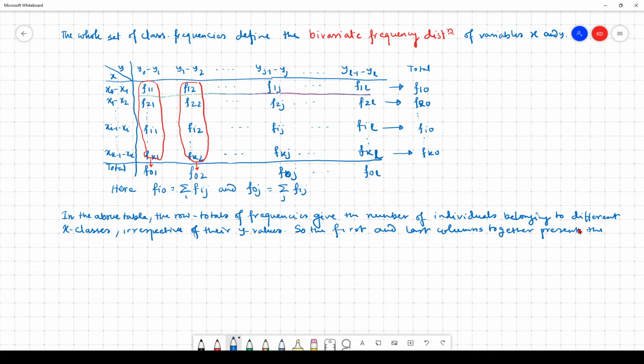Are the suffixes of the frequency made according to the matrix row and column marking? Yes, Shashwat. Fij is the frequency of the ij cell. Yes, absolutely right.